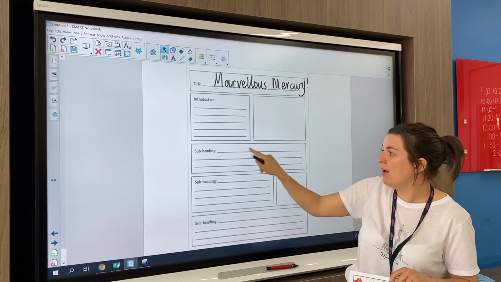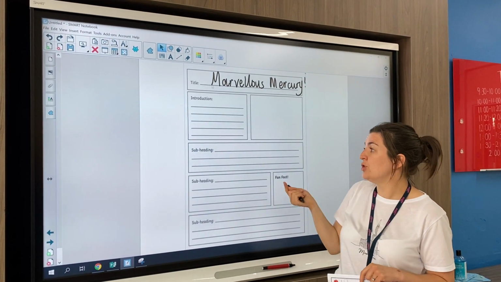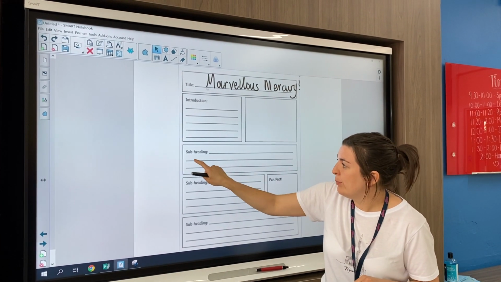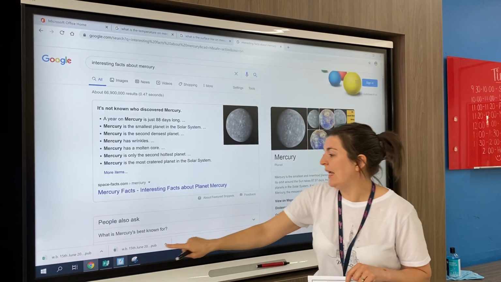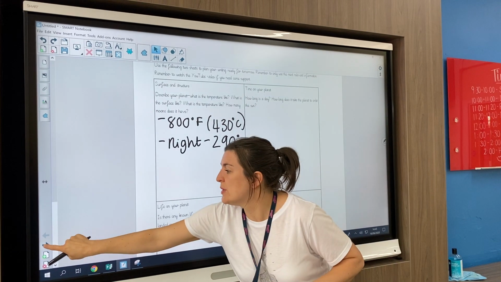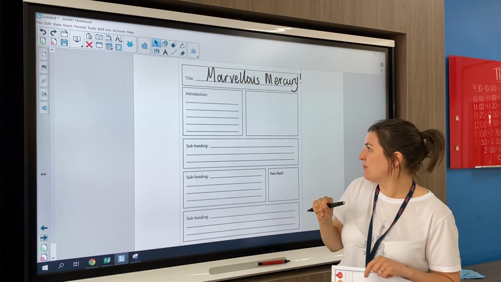You can draw a picture. Then your subheadings, again, think you could use alliteration. You could use a question. So it gives you the subheading and then put some notes of what you're going to include. So once you've done these, you might think, I'm not going to include everything on there. Choose the bits of information that you think are most relevant. Okay, and then space for some fun facts.